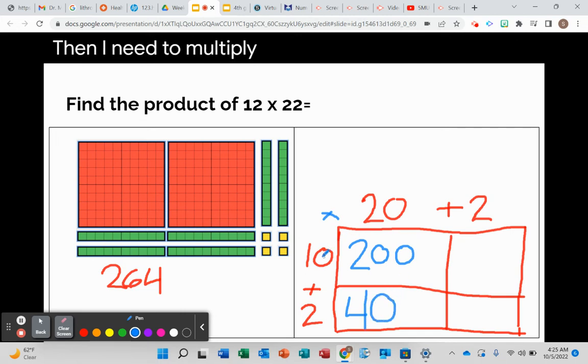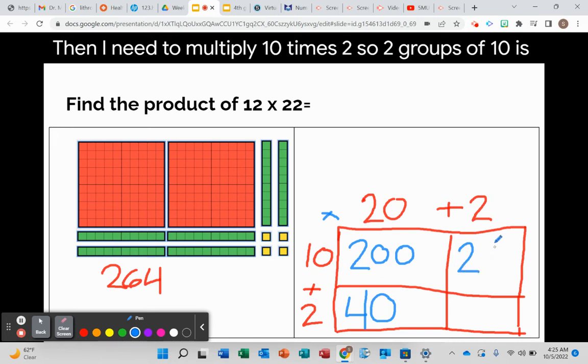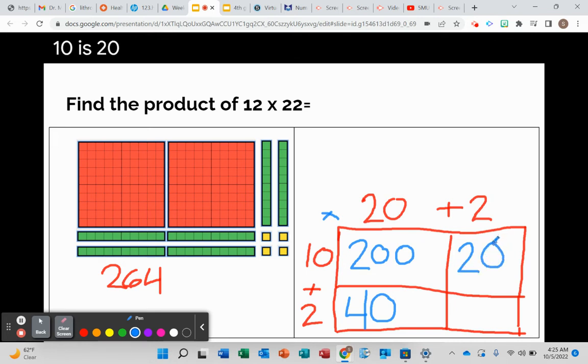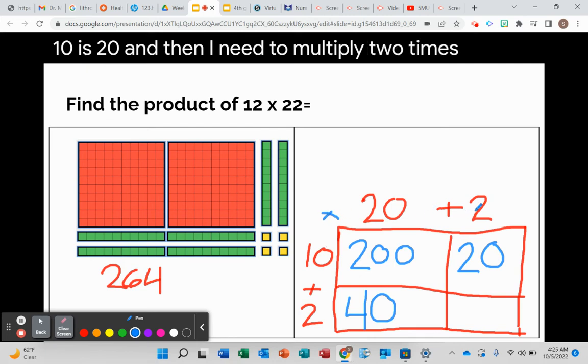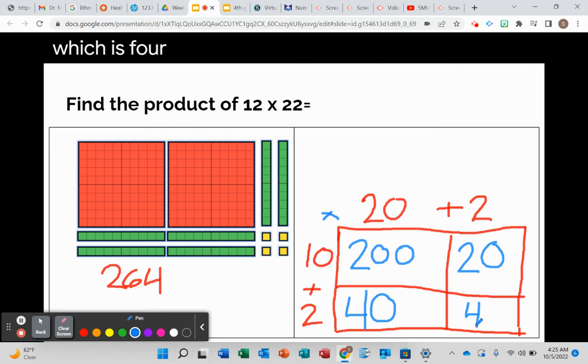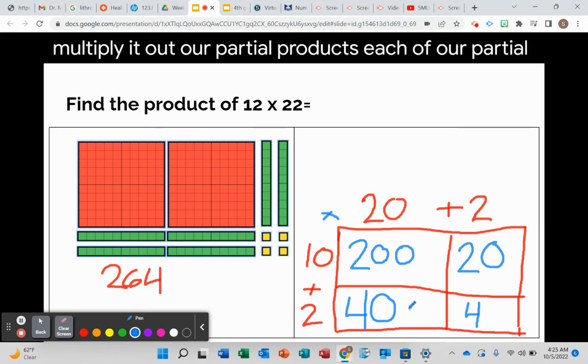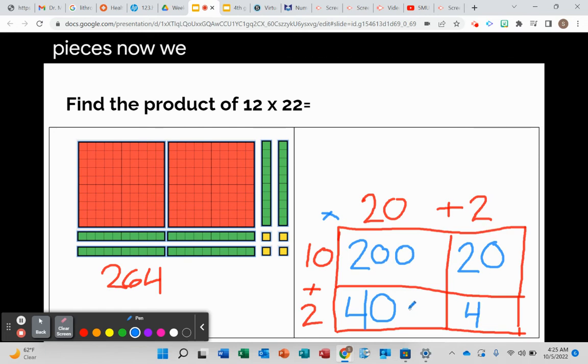Then I need to multiply 10 times 2. So 10 groups of 2 is 20. And then I need to multiply 2 times 2, which is 4. Okay, so now we multiplied out our partial products, each of our partial pieces. Now we need to combine everything together.